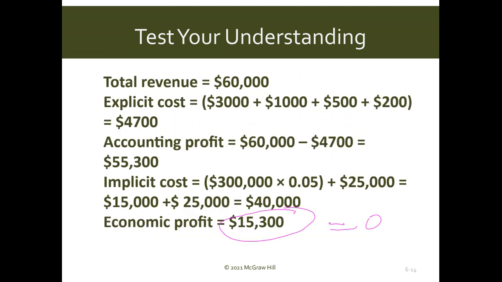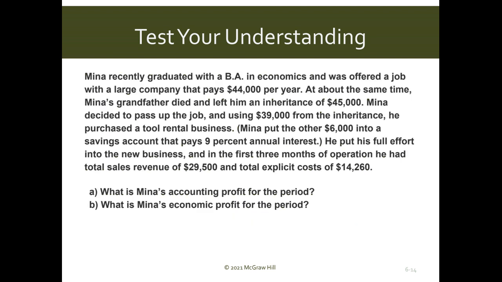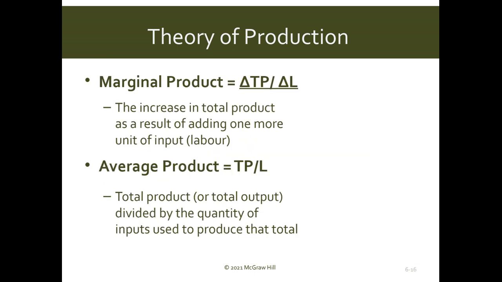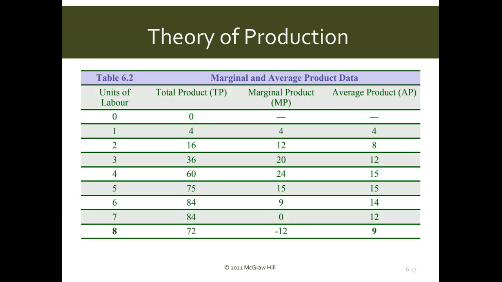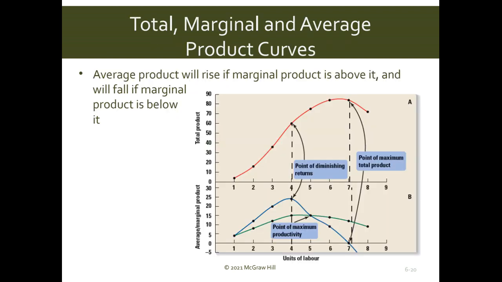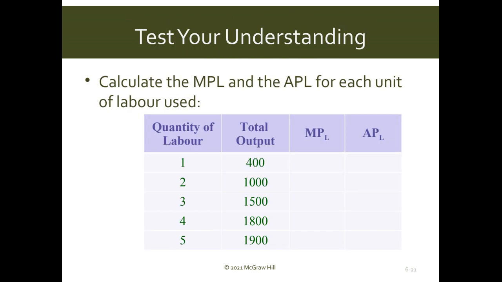Then I already discussed the short run. Then we discussed total product, marginal product, average product, and this is the theory of production. So you know how to calculate marginal product and average product. You have to see this example, and then the law of diminishing returns or law of diminishing marginal productivity, same thing. Then this is the test your understanding slide. You should know how to calculate MPL and APL. If you don't understand, you can always ask me.